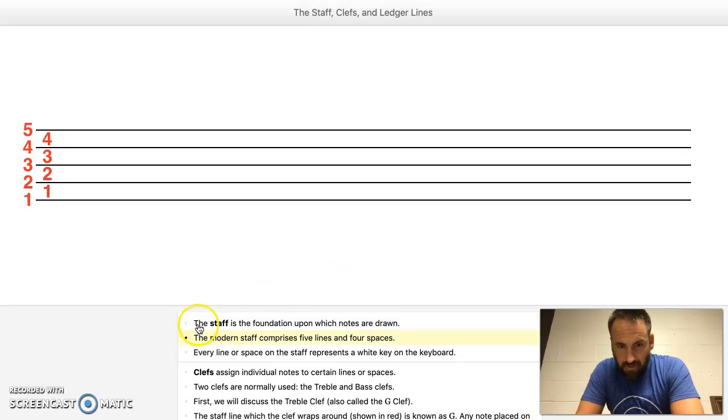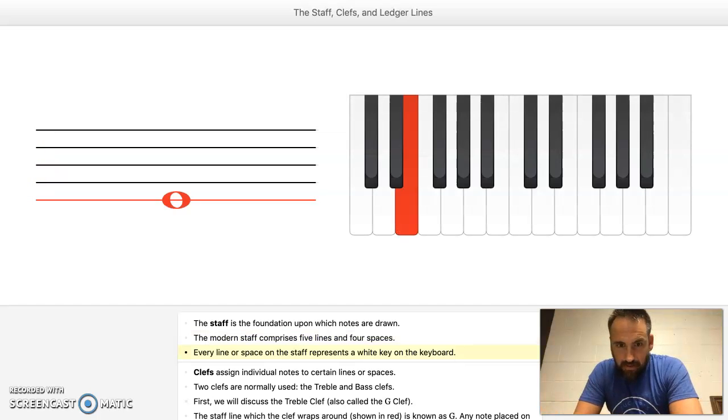that have, for example, the staff is the foundation upon which notes are drawn, right? Most of you probably know that, but some of you don't. This would be the type of place where you can walk through and get that type of information. The modern staff comprises 5 lines and 4 spaces. And I'm below the screen, you can't see it, but there's just a right arrow and left arrow to move from one slide to the next.